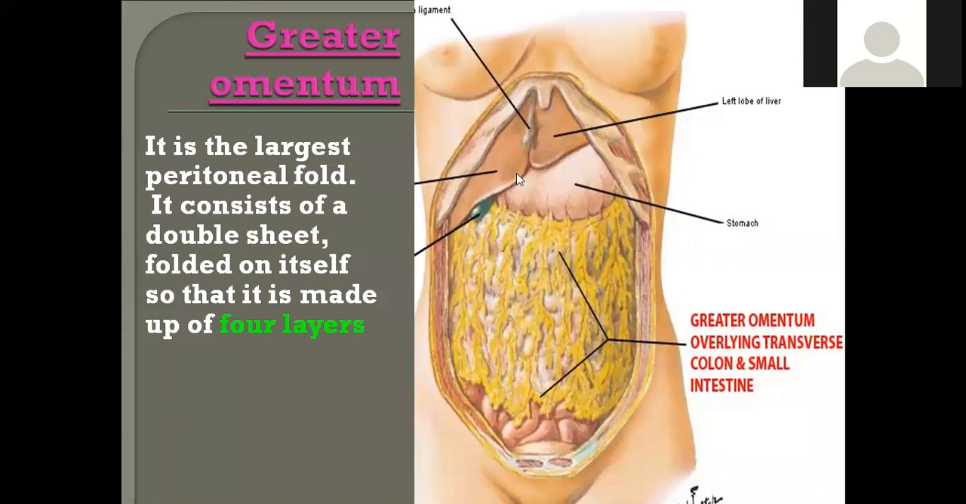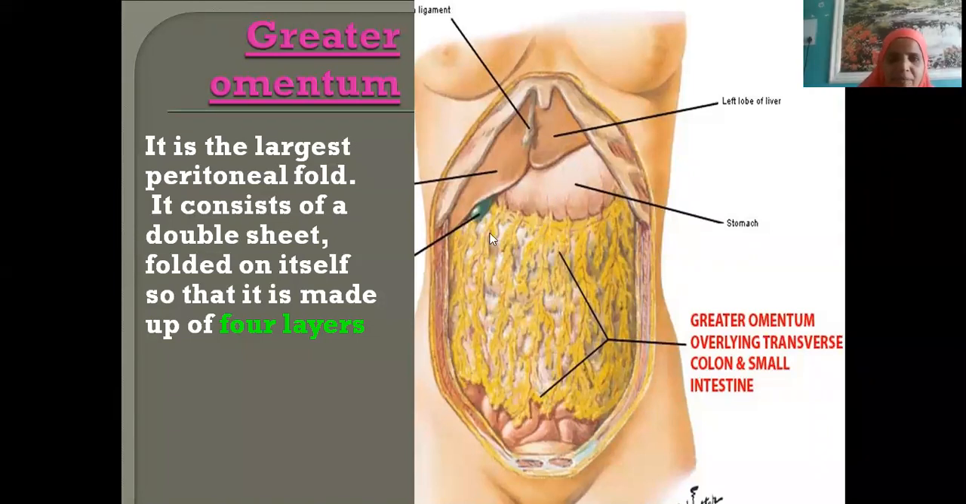From the greater curvature of the stomach, this is liver, this is stomach, we have what layer? Greater omentum. Greater omentum will have how many layers? 4 layers. See here, if you consider it like an apron-like structure, the first layer is folding on itself to form the 4th layer. That means this is the first layer and behind is the 4th layer.